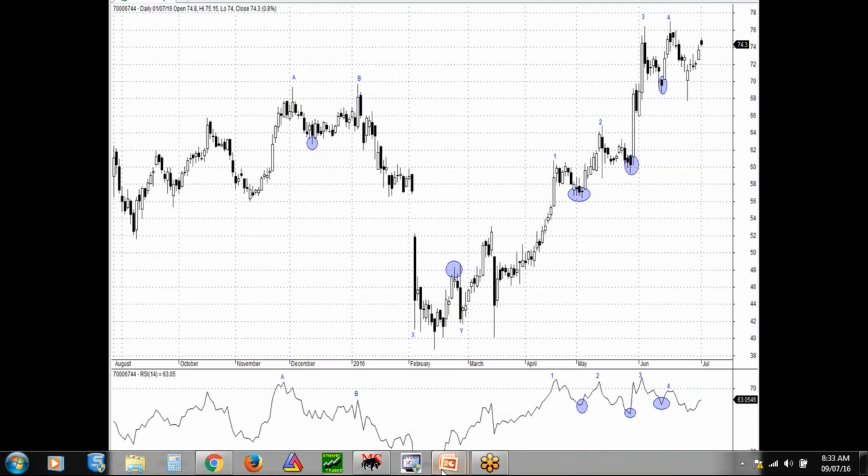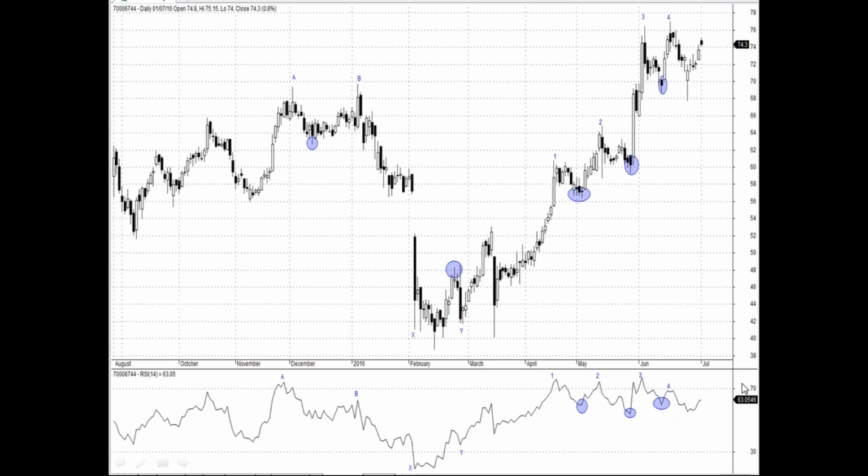Then the prices move down. The RSI moves to the oversold zone here at X. The prices are moving down. The prices move up, make a swing high and move down again. Here the RSI fails to go to the oversold zone at 30 at this level.